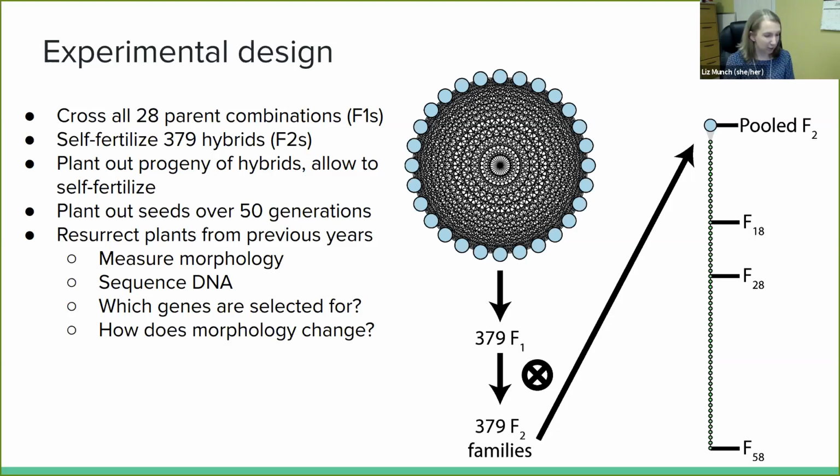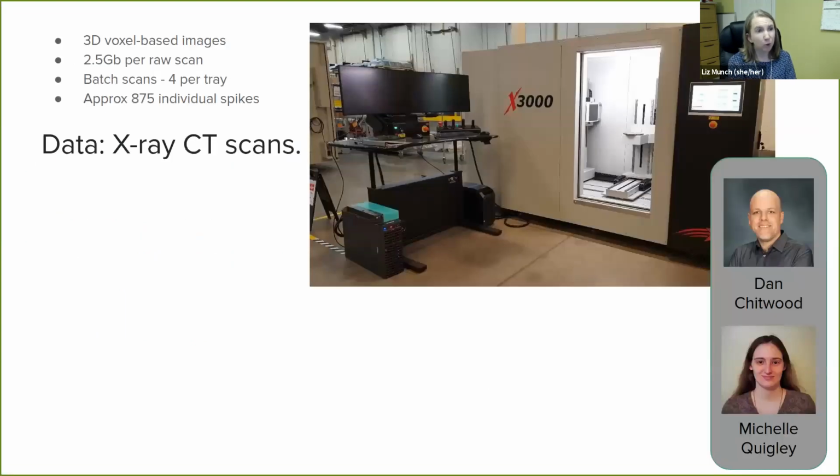Okay, so this is our experimental setup. We got access to the data. By access, I mean literally shipping spikes across the country, which is pretty cool. So Dan Chitwood's lab has this X-ray CT scanner. This is this gigantic box. This is actually a picture of it before they installed a room around it. They actually built the walls around it. That thing is basically a giant chunk of lead.